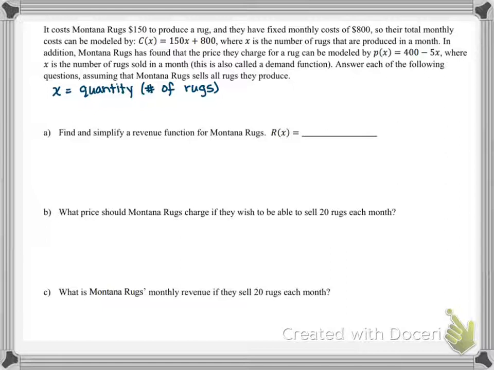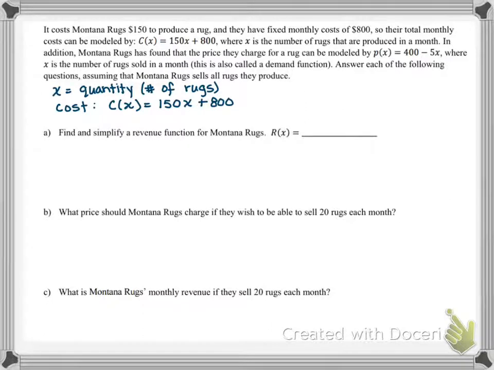They give me a bunch of information about the cost in that first sentence, which is basically just telling me how they came up with that cost function. They say that the fixed cost is $800. That's like your rent or whatever for your factory. And then to produce each rug, it costs $150. So altogether, the total cost is given by that function. You don't really have to do anything with the information in that first sentence other than realize that it gives you that cost function. So the cost is given by C of X equals 150X plus 800.